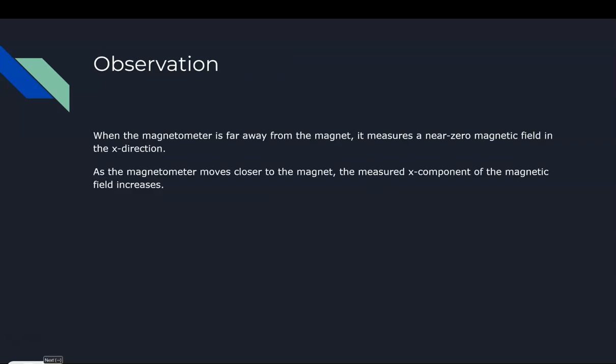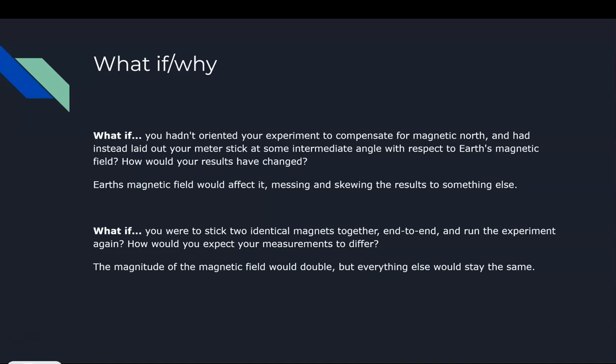The observations that I found were that the magnetometer, when far away from the magnet, would measure a near zero magnetic field in the x direction, and as it moves closer, the x component of the magnetic field increases.